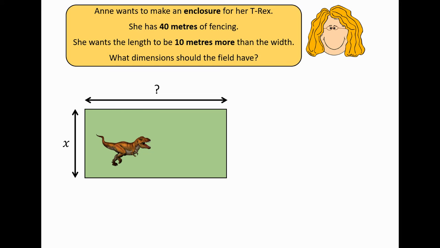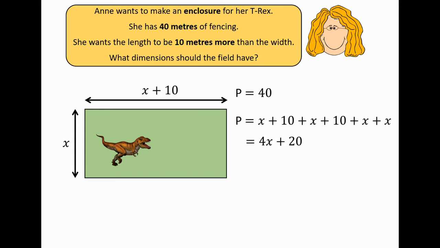It says she wants the length to be 10 meters more than the width. Now, if the width is x, what would my length be? It would be x plus 10 because it has to be 10 meters more than the width. It's given me the perimeter to be 40 because that's how many meters of fencing that she has. Now, again, what do I do? I add up the perimeter. Remember, opposite sides of a rectangle are the same. So it would be x plus 10 plus x plus 10 plus x plus x.